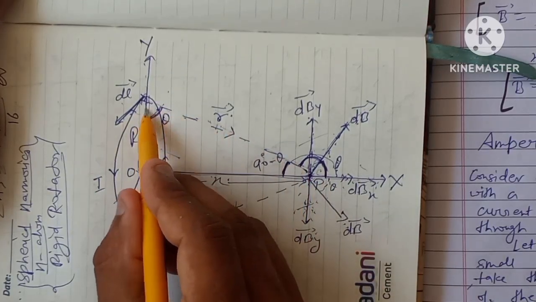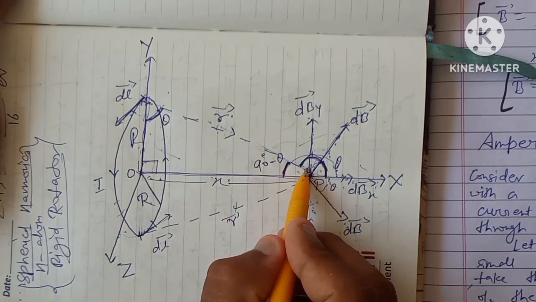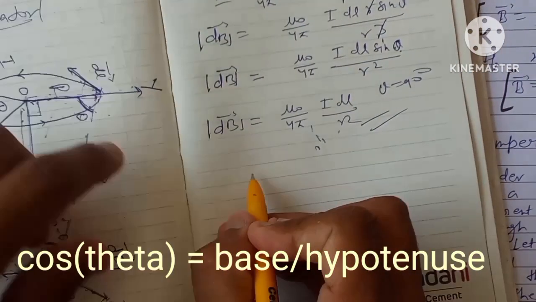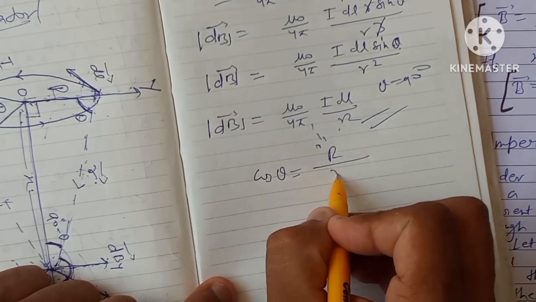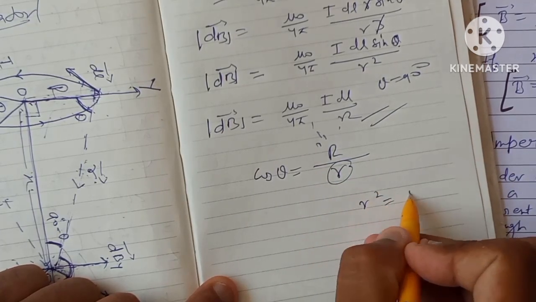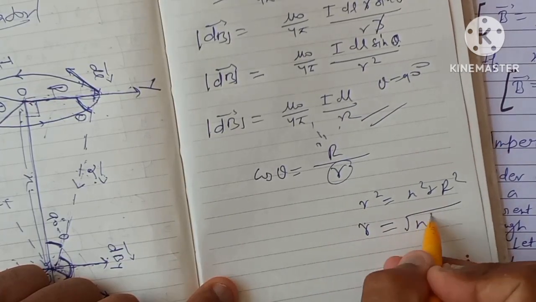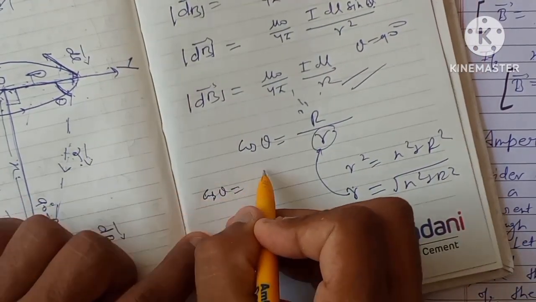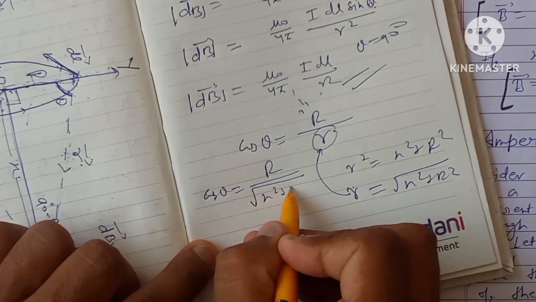Now from this right angle triangle you can clearly see that cos theta is nothing but the base divided by the hypotenuse, and your base is capital R and the hypotenuse is small r. So from the diagram you can clearly see that cos theta is equal to the base, that is capital R, divided by small r. Since you know that r square is equal to x square plus capital R square, small r will be under root x square plus R square. So let us put this value here. You will get cos theta is equal to capital R divided by square root of x square plus R square.